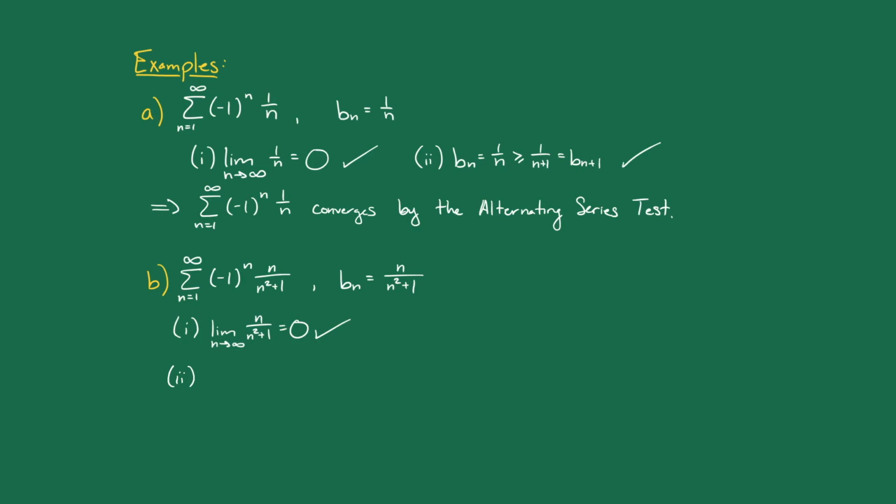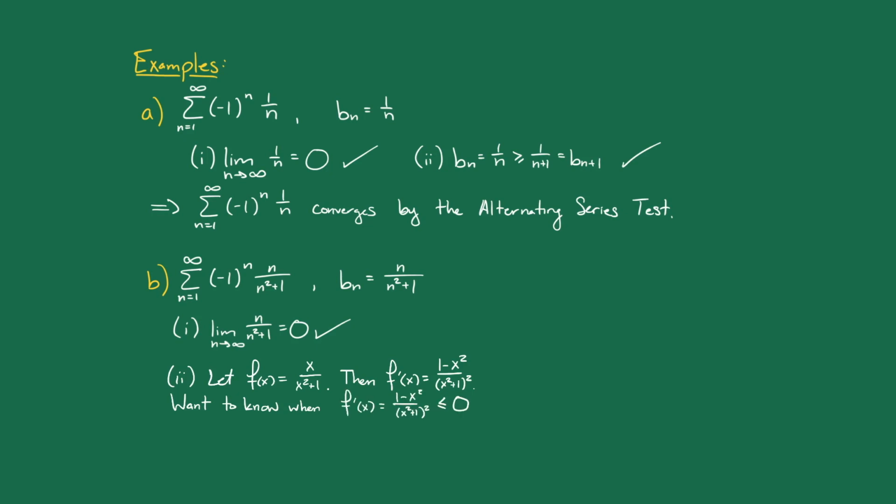Next, we need to check that the bn's are decreasing. And this part's a little trickier than in the previous example. However, remember when we said that we could use derivatives to find when the bn's are decreasing? Let's try and use that idea here. Let f of x be x over x squared plus 1. Notice that when we plug n into f of x, we get out our bn's. Now, when we take a derivative using the quotient rule, we get out (1 minus x squared) over (x squared plus 1) all squared. To find when the bn's are decreasing, we want to know when this derivative is negative.